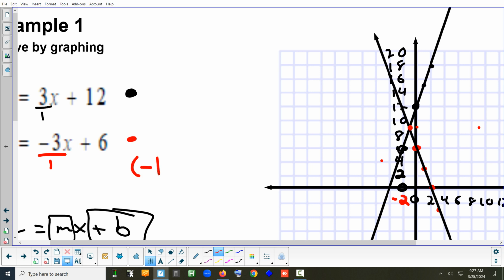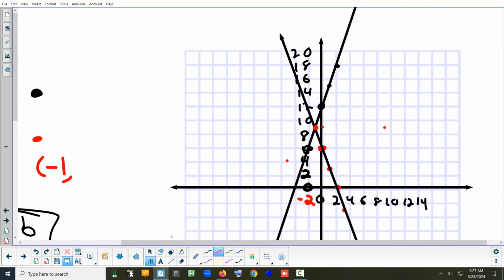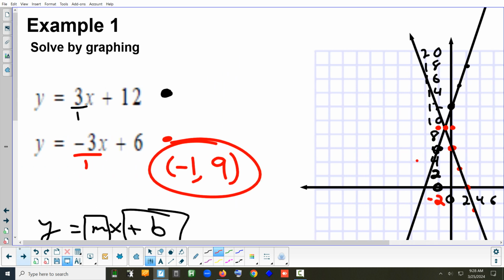But I thought it was just by 2s. Well, if we were here, this would be 0. If we were here, this would be negative 2. We're in the middle of 0 and negative 2. Because that would be negative 2, and that point would be 0. So we went left 1. And then how many up? 9. 9. We're in between 8 and 10. So I would say the answer here should be negative 1, comma 9.